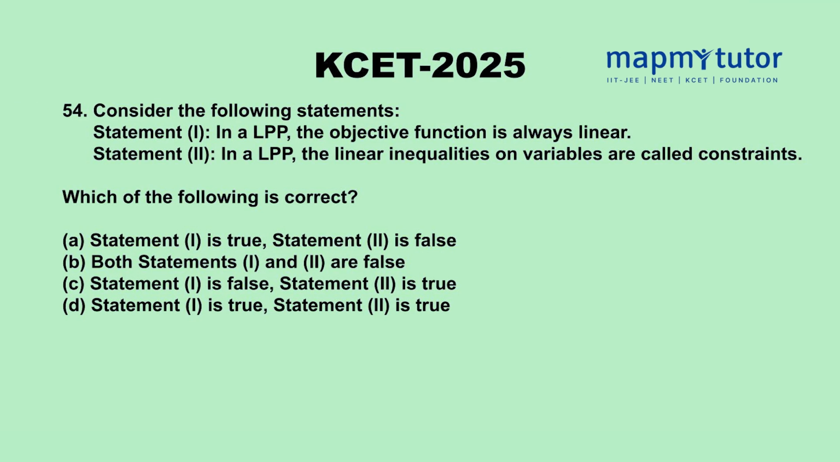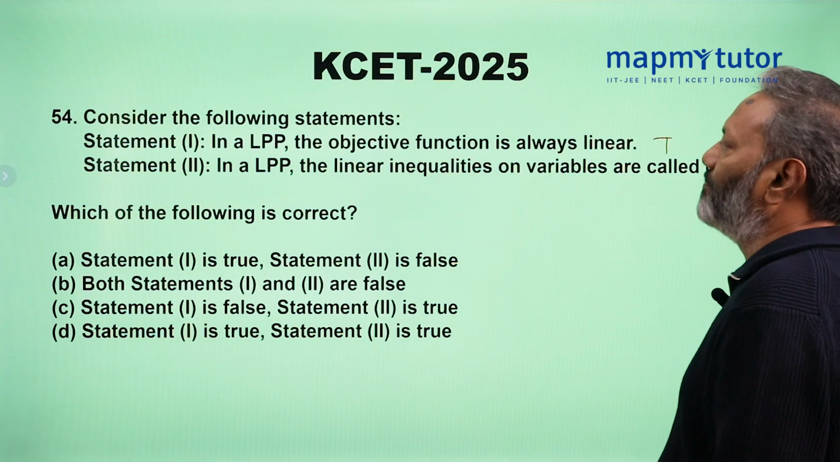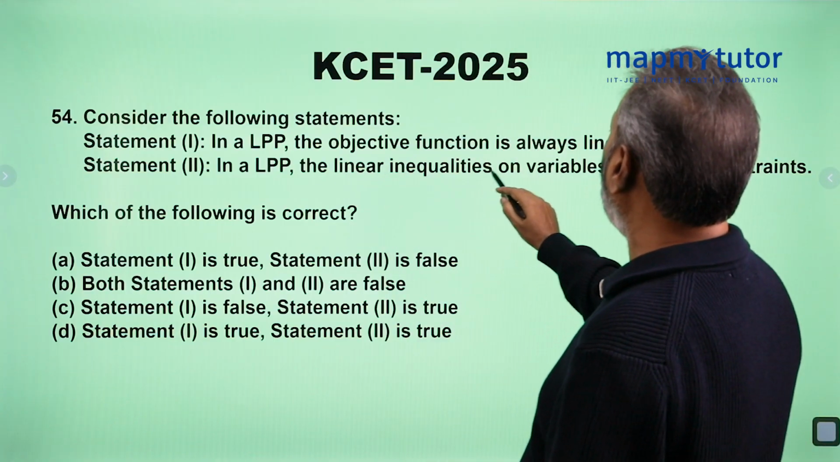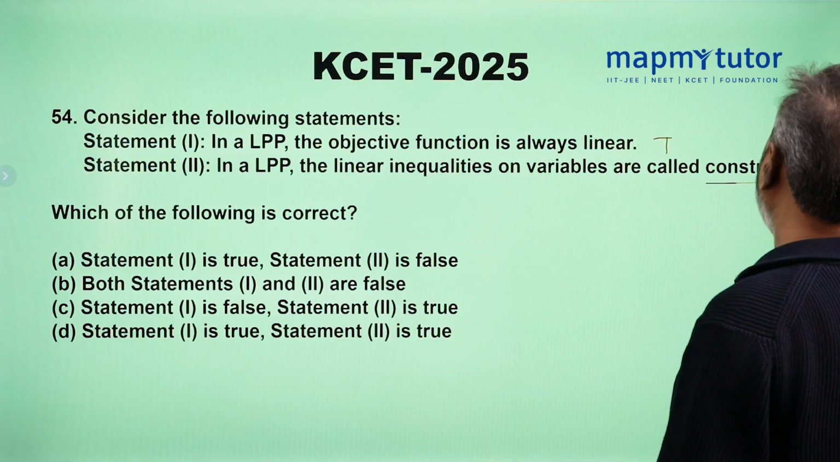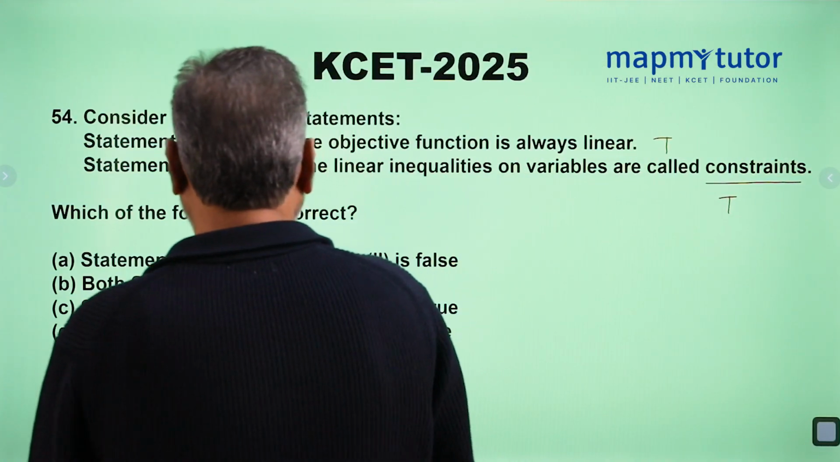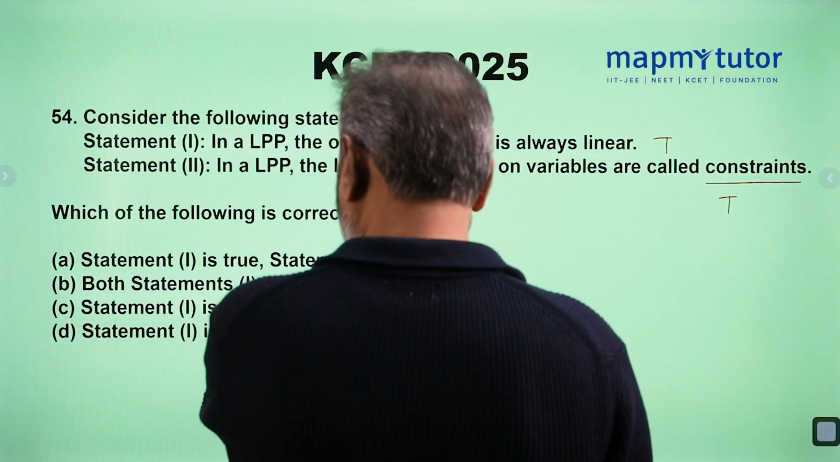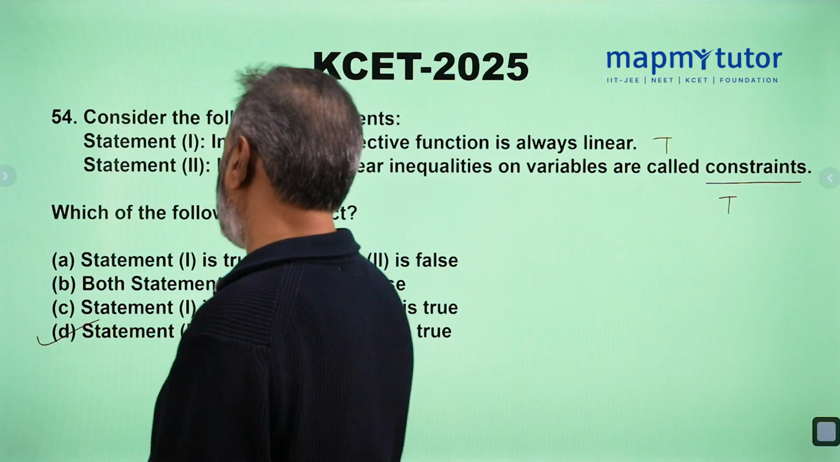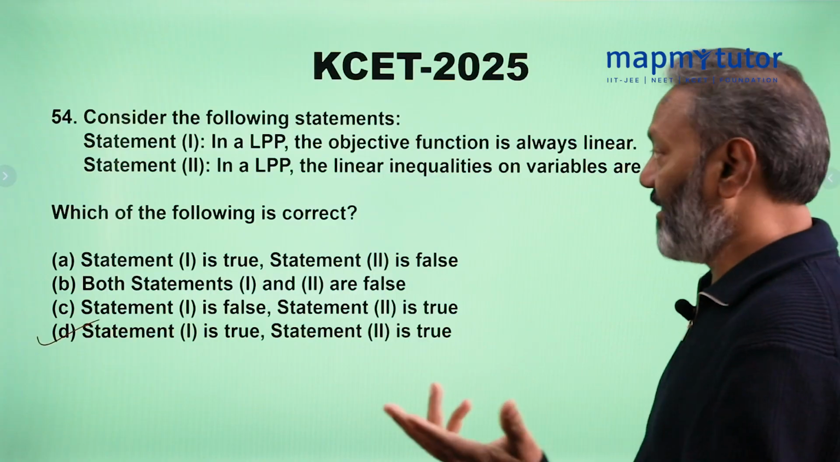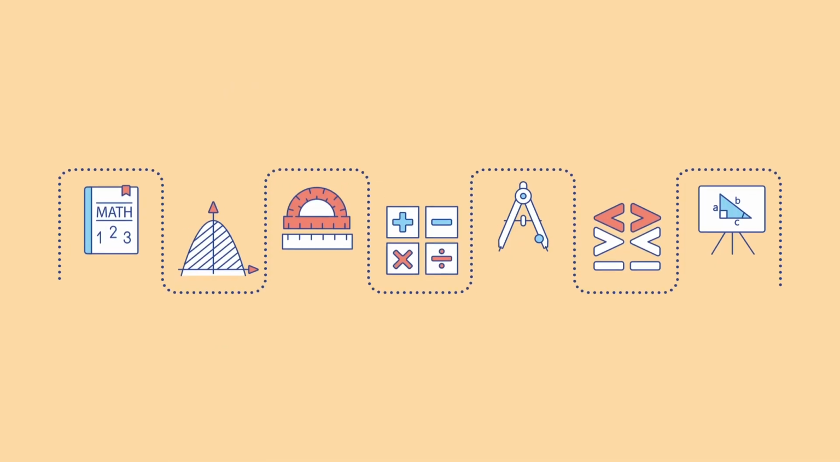Consider the following statements. Statement 1, LPP. It is based on linear programming. The objective function is always linear. True. It is just a theory question. Again, LPP. The linear inequalities on variables are called constraints. Of course, true. Yes, that word we use. Both are true. That means statement 1 is true. Statement 2 is also true. Where is that? Option D. Yes. So it's a direct question, just based on the terms. They are checking your memory power. That's it.